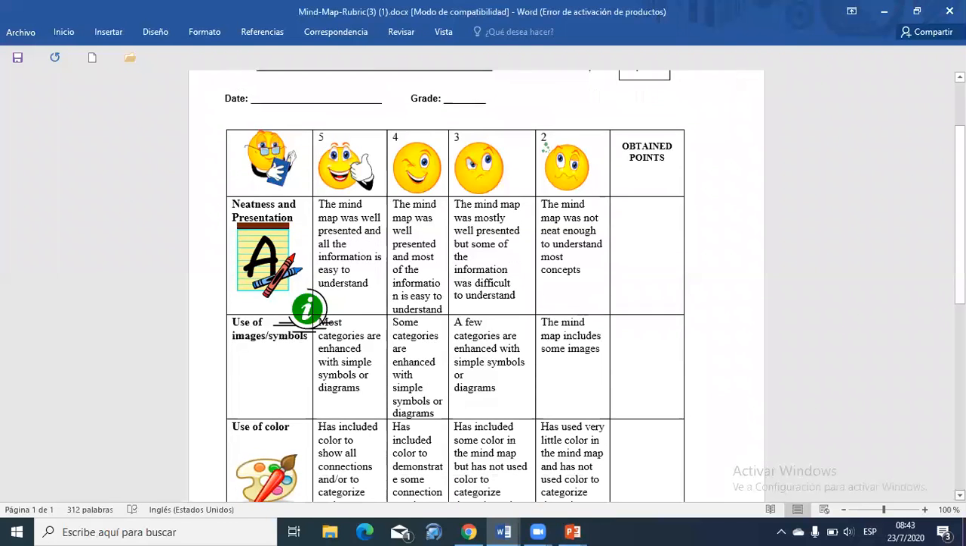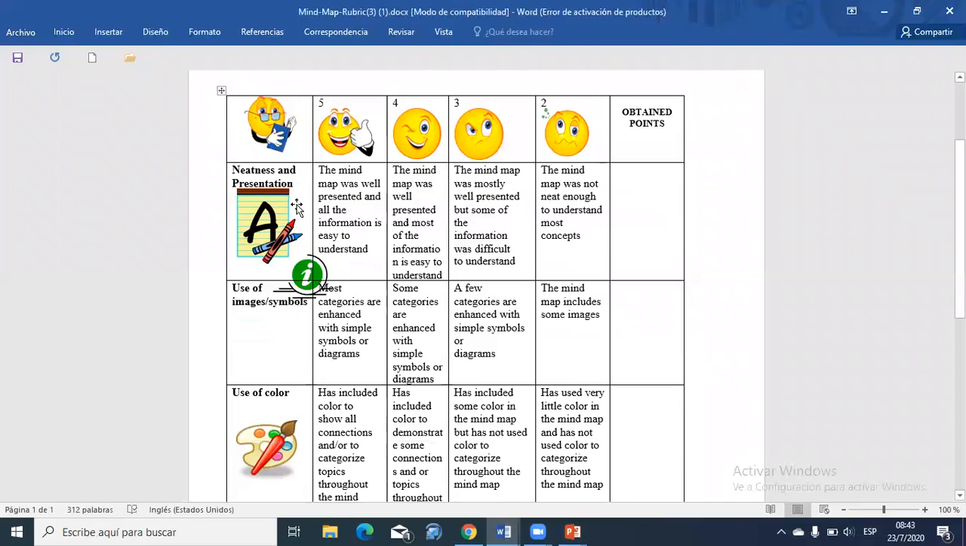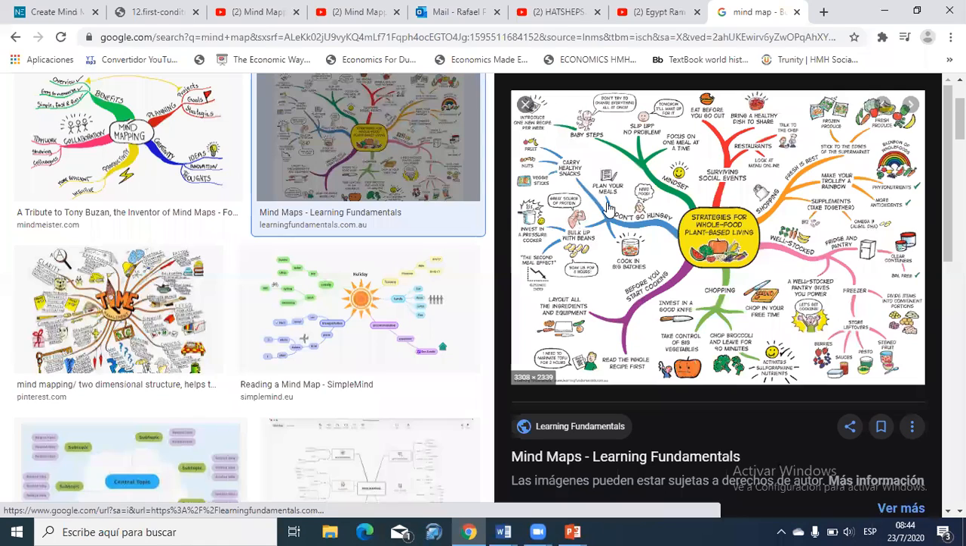You have to be careful that it has to be in your mind. Okay, I'm gonna evaluate neatness and presentation. I'm gonna evaluate use of images, the symbol. As you see, they use symbols or images, and also each branch or each topic has the same color, so you have to use the same color. Keep the same color when you're talking about the same topic.